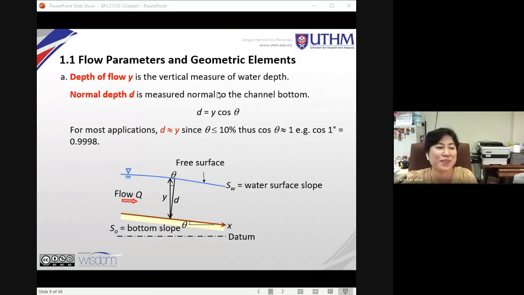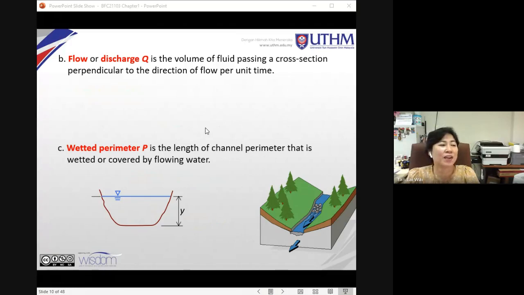This is just the various terms that we are going to use. Flow or discharge Q. Stop. If you have questions, stop me, eh? You just raise up your hand, so I know you have a question. Alright, if not, you'll get bored, you're just listening to me.